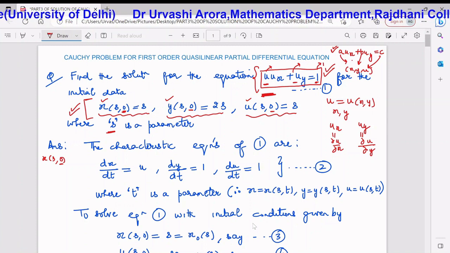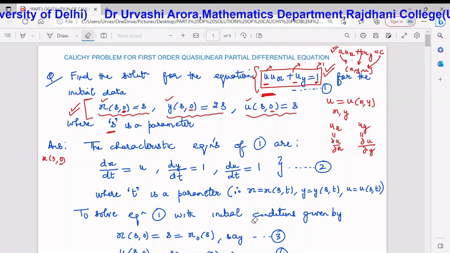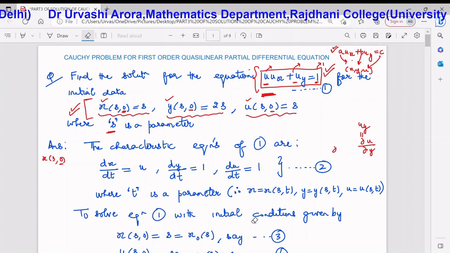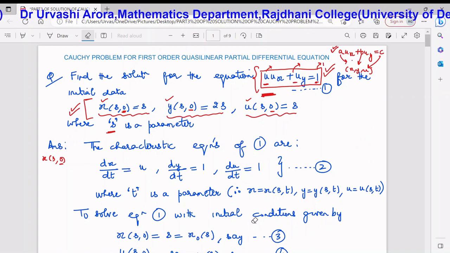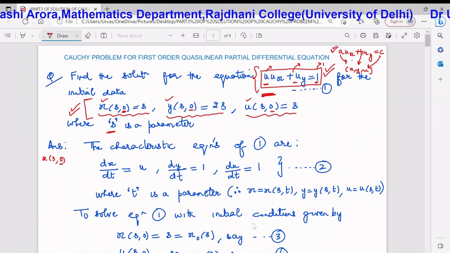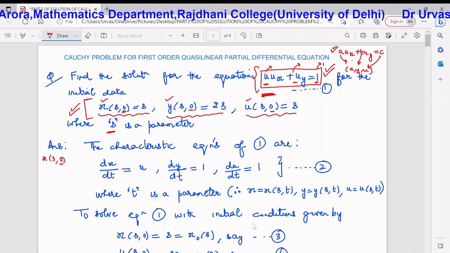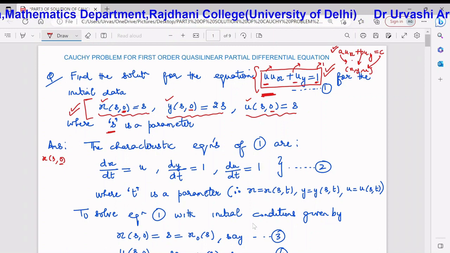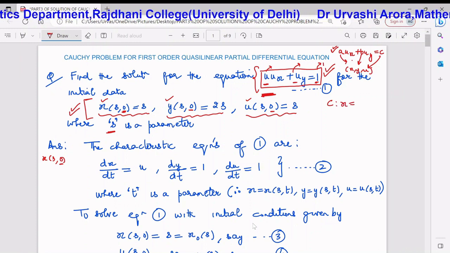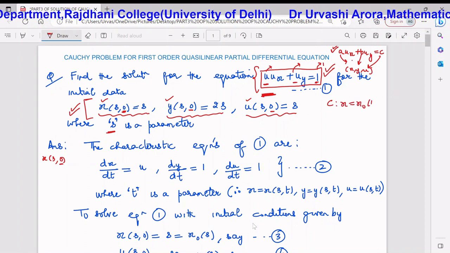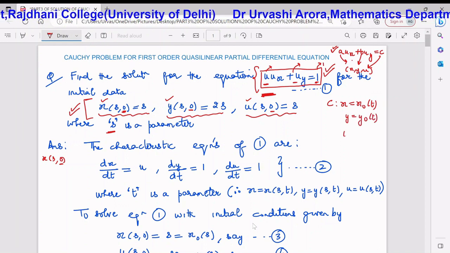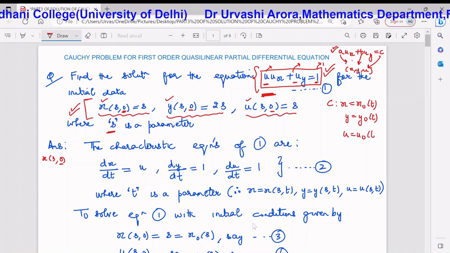Now let me erase this so as to make space for some rough work. If you compare this whole question with the article that I discussed theoretically, then in that video we had seen that the initial curve C in parametric form can be written as x is equal to x naught t and y is equal to y naught t, and the initial data, which is the value of u, was given in the form of u is equal to u naught t.